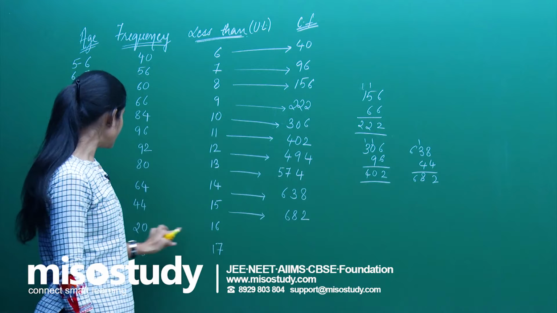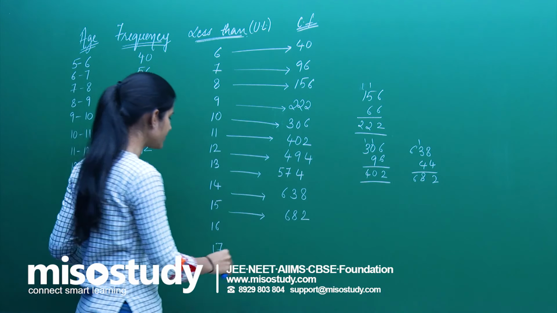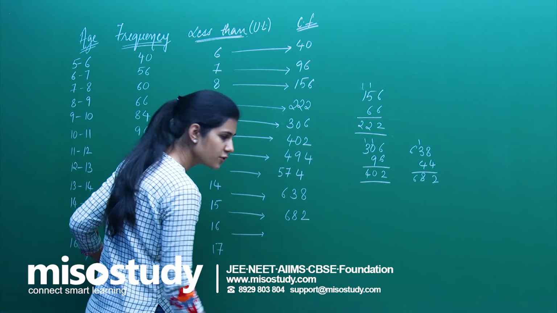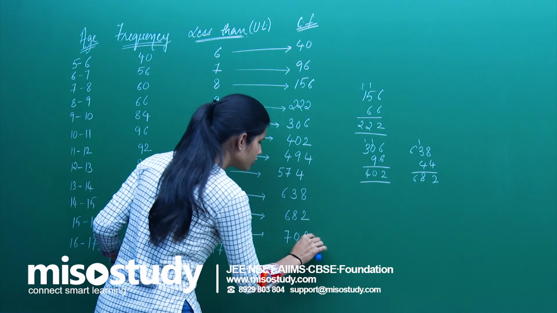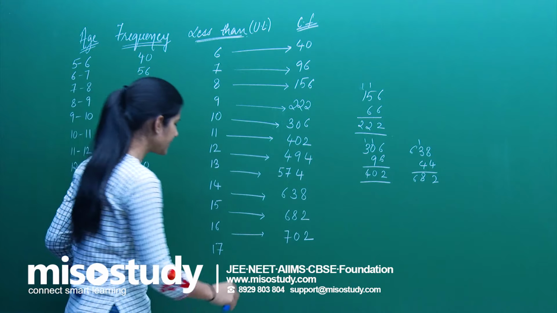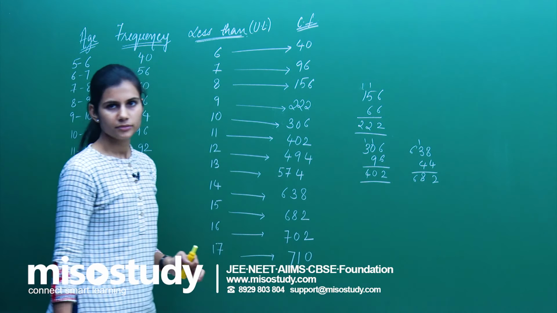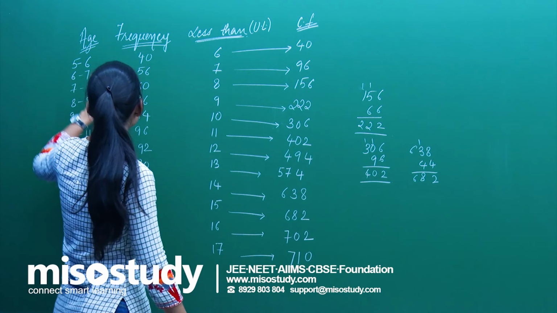Clear? Then for less than 16 you have 682 plus 20. What is it? Plus 20 will give you what? 702, and plus 8 will give you 710. Is it clear what we do?